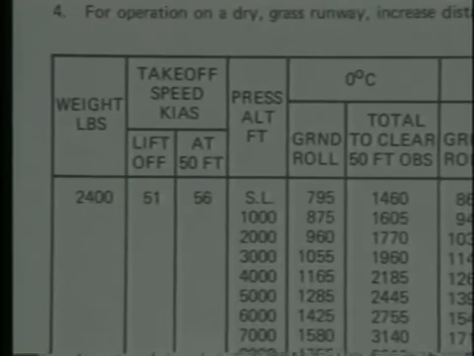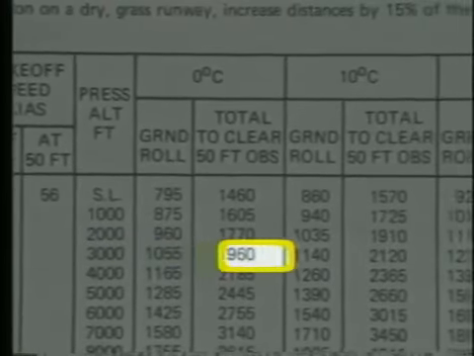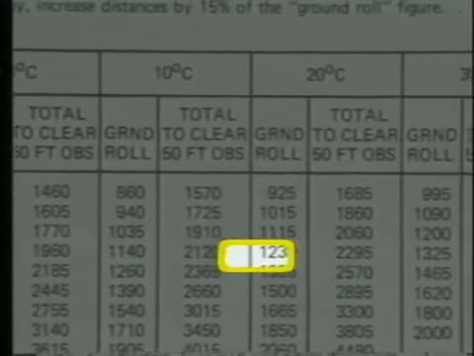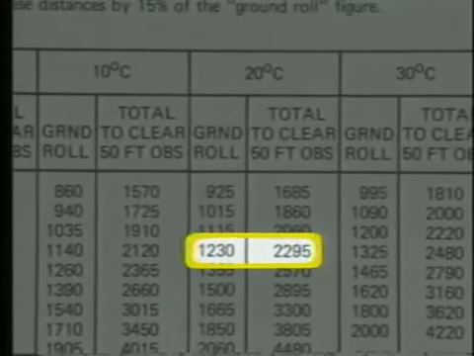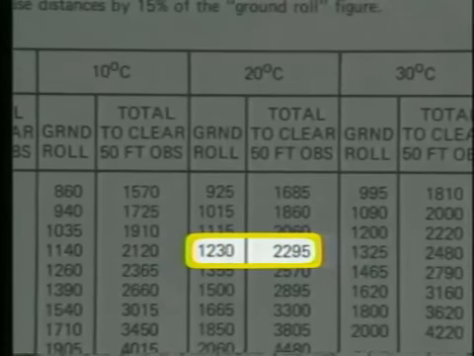First, locate the pressure altitude of 3,000 feet. And then move horizontally to the current temperature of 20 degrees Celsius. Under these conditions, the ground roll distance is 1,230 feet, and the distance required to clear a 50-foot obstacle is 2,295 feet.